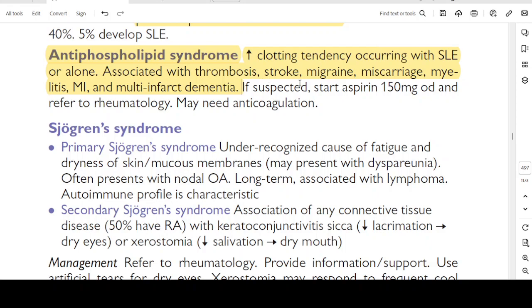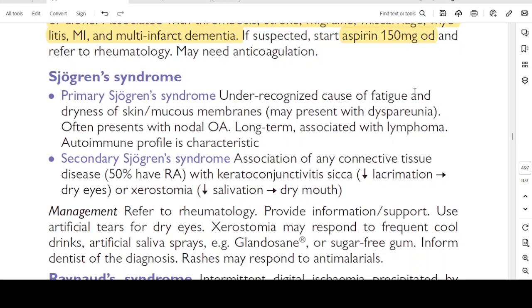If suspected, start aspirin 150 milligrams OD and refer to rheumatology. So if you're suspecting an antiphospholipid antibody syndrome, then you start 150 milligrams aspirin and then you refer to rheumatology, may need anticoagulation. Sjogren's syndrome.